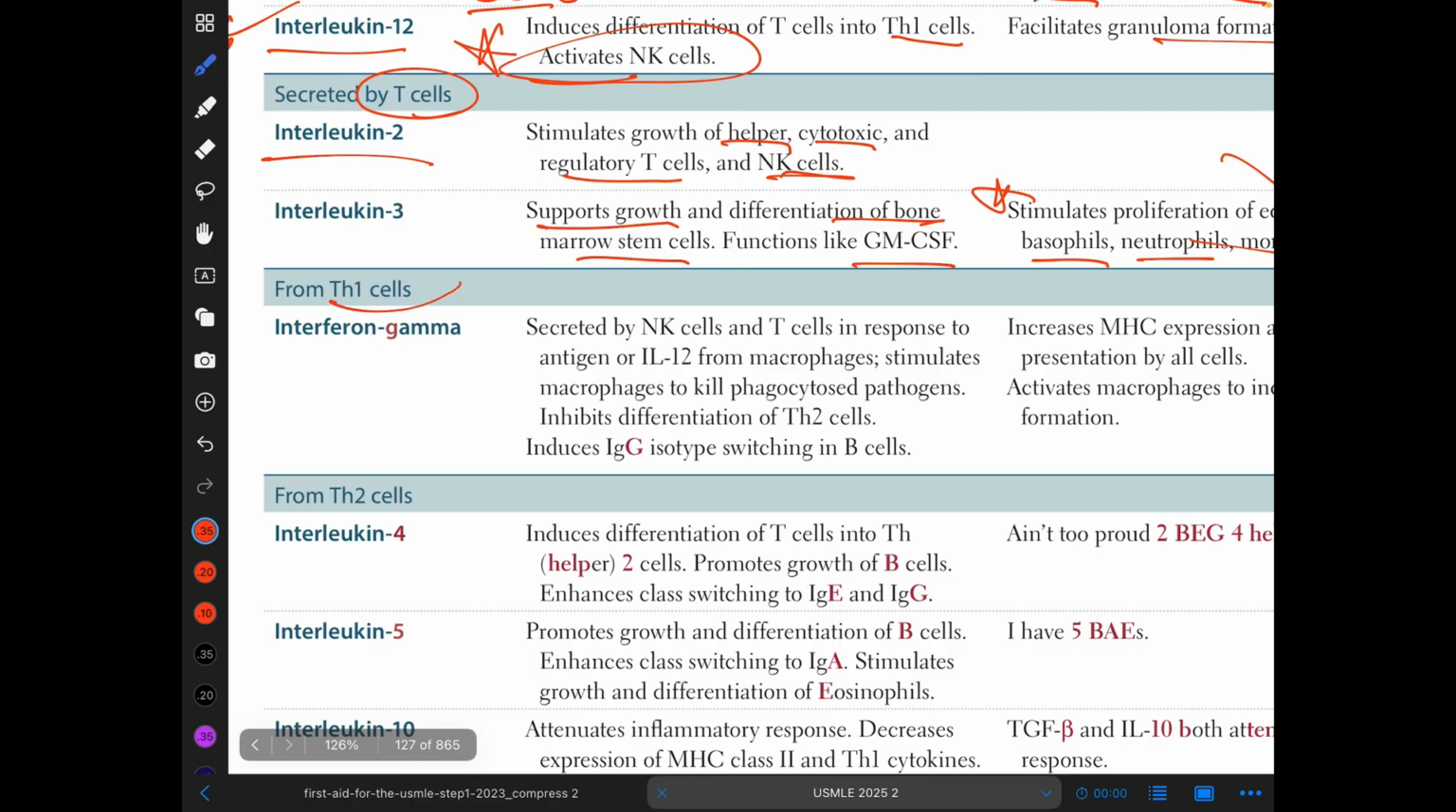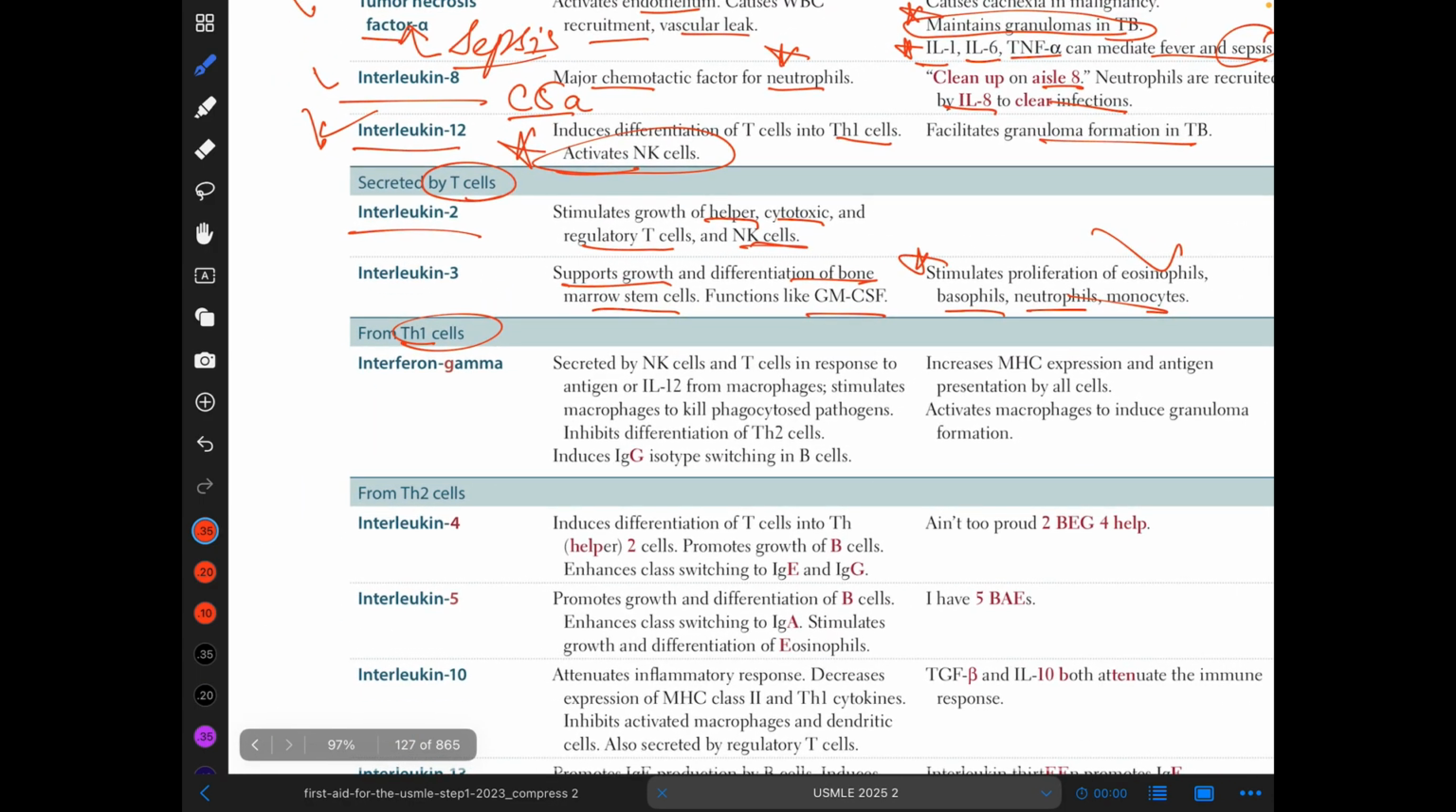What is going to be released by T helper cell 1? It is a little bit of summary. If you remember the topic of differentiation of T cells, we already learned this. It is interferon-γ that is secreted by natural killer cells and T cells in response to antigen and interleukin-12 from macrophages. When the interleukin-12 from the macrophages stimulates the T helper cell 1, they will release interferon-γ. It stimulates macrophages to kill pathogens, supports the phagocytosis of pathogens, inhibits differentiation of T helper cell 2, and induces the immunoglobulin G isotype switching in B cells.